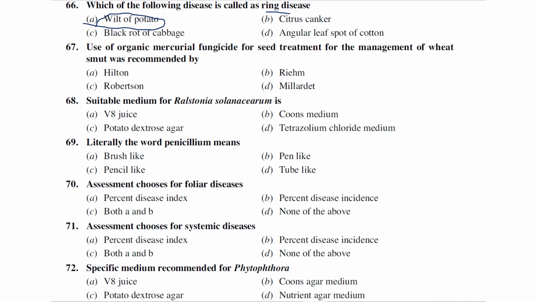The next one: use of organic mercurial fungicide as a seed treatment for wheat smut disease was first recommended by Ream. Ream et al. first recommended this mercurial fungicide for wheat smut disease. Suitable medium for Ralstonia solanacearum. Ralstonia solanacearum can generally be grown in a medium, but the most suitable medium is the tetrazolium chloride medium.